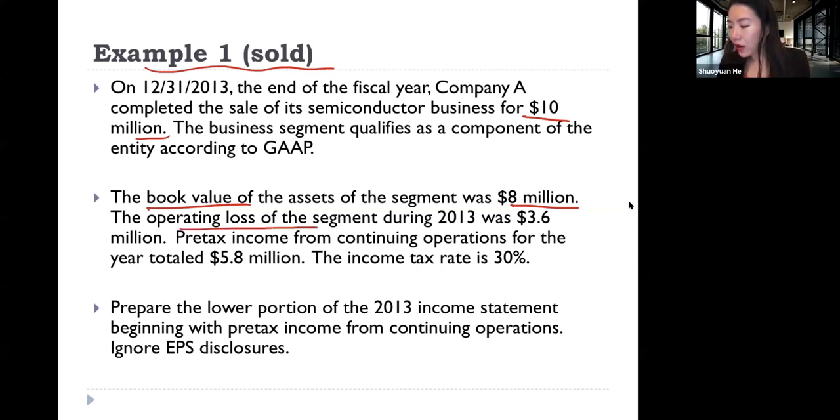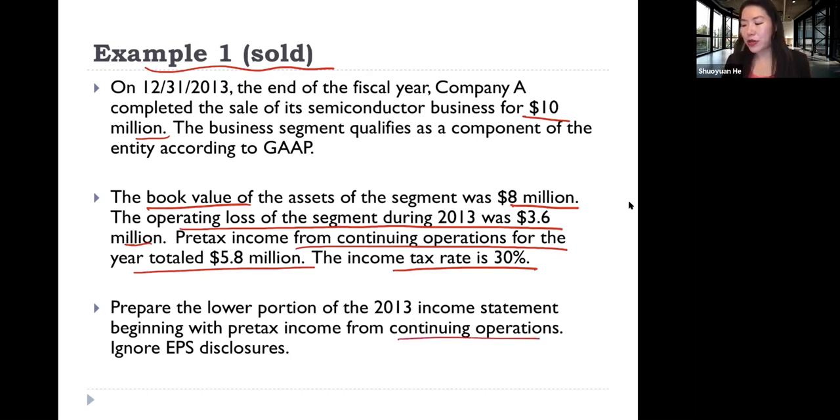Operating loss of the segment during 2013 is 3.6 million. Pre-tax income from continuing operation for the year totals 5.8 million. Income tax rate 30%. So please prepare the lower portion of the 2013 income statement, beginning with pre-tax income from continuing operation, and ignore EPS disclosure. Please take 5 minutes, try to work on it on your own, and you can pause your video for now.